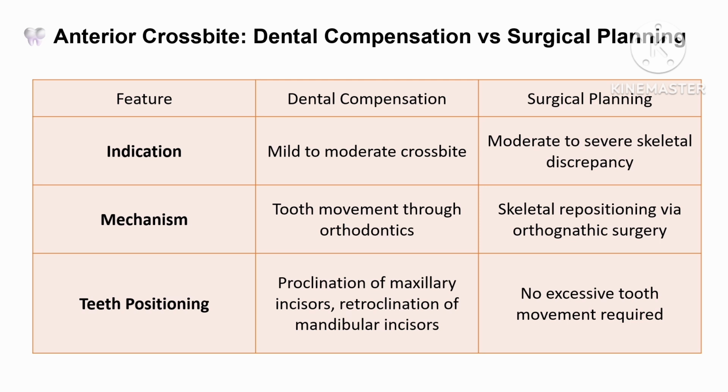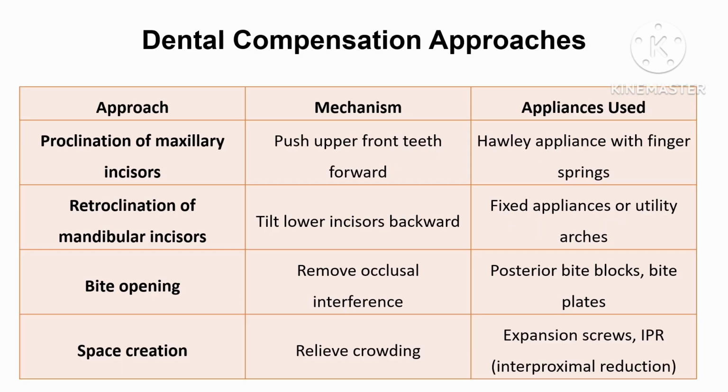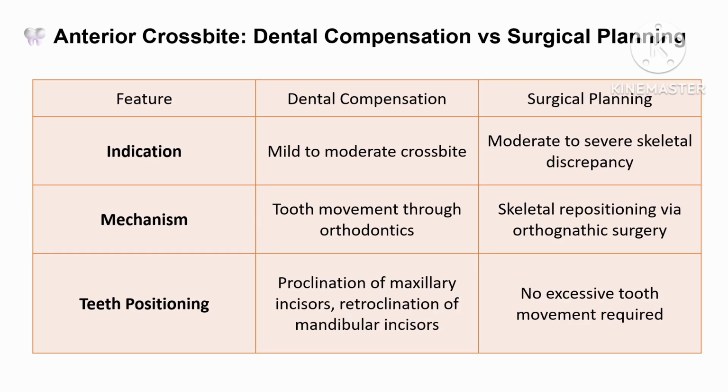Let's compare dental compensation and surgical planning in the management of anterior crossbite. Dental compensation is typically used when the crossbite is mild or moderate. This method corrects the problem by adjusting the position of the teeth, either by proclining the upper front teeth or retroclining the lower ones. It is mainly suitable when the skeletal base is normal and the problem is dental in origin. On the other hand, surgical planning is indicated in moderate to severe cases, especially when there is skeletal discrepancy like a prognathic mandible or retrognathic maxilla.